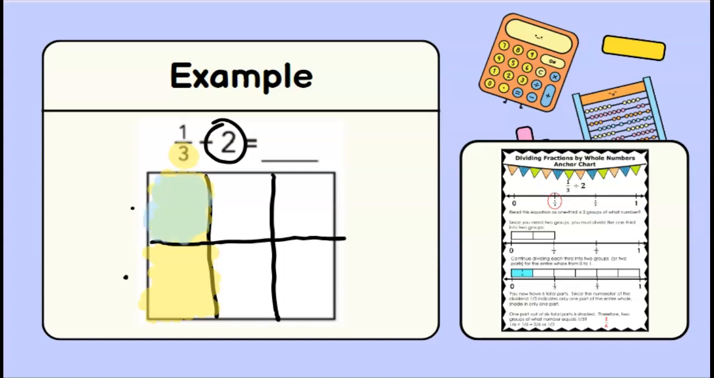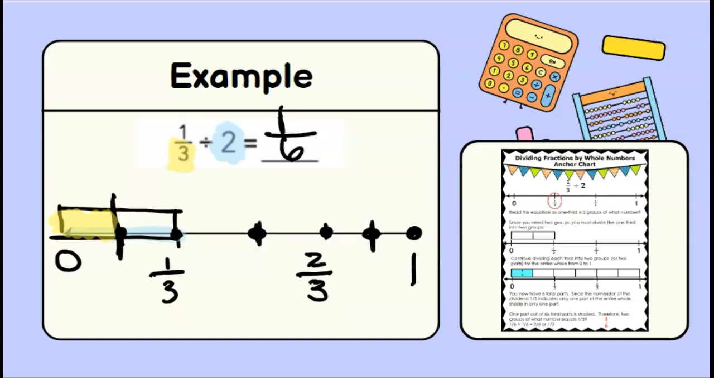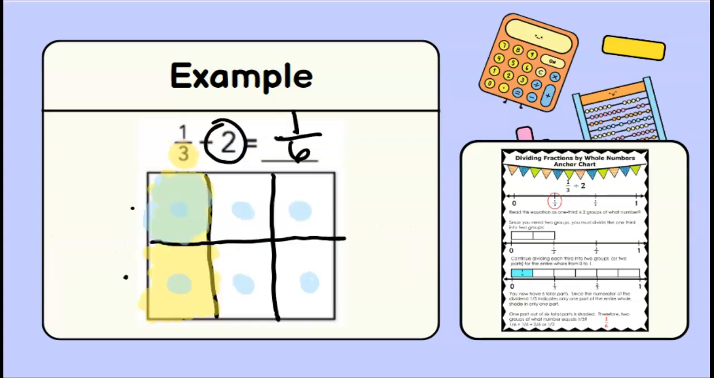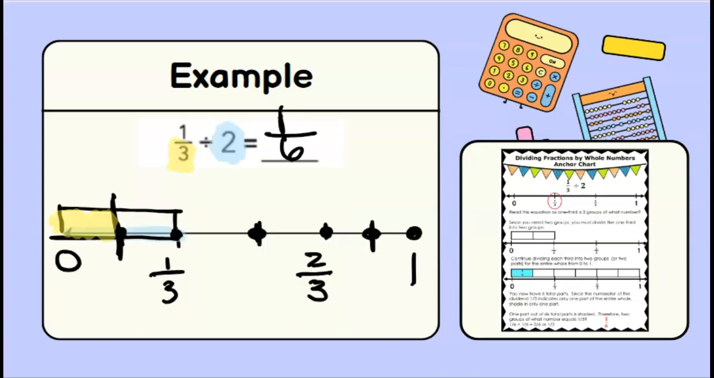To find the quotient, I'm going to count the total number. So 1, 2, 3, 4, 5, 6. The total number of spaces I've created is going to be my denominator. And because I've shaded 1, I'm going to have 1 as my numerator. So 2 different visual representations, but I get the same answer. Please continue on for some extra practice, and I hope this helped.